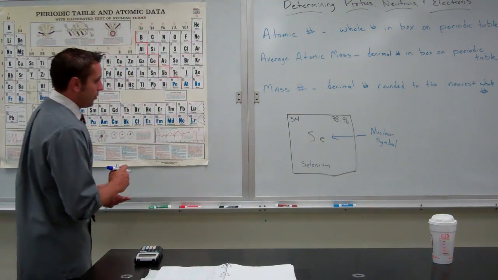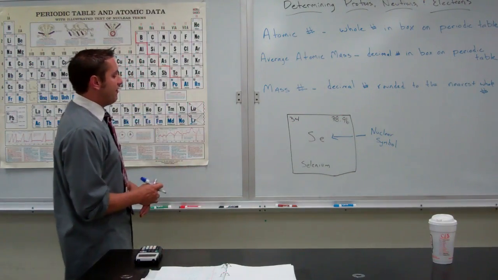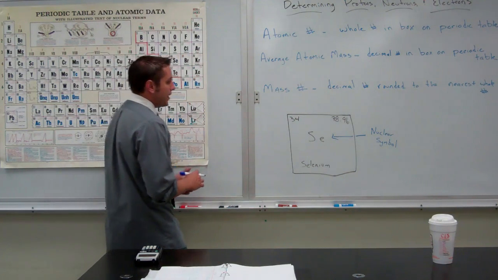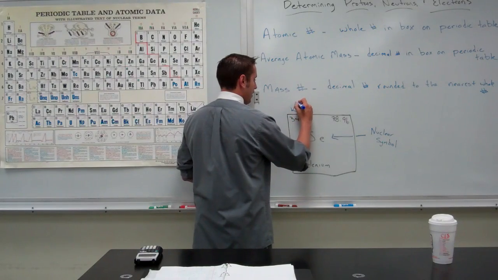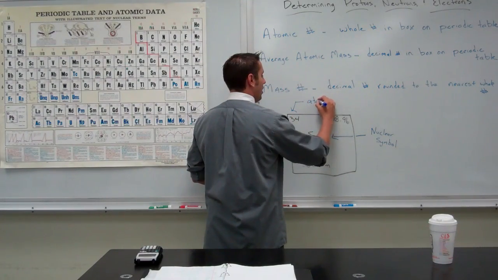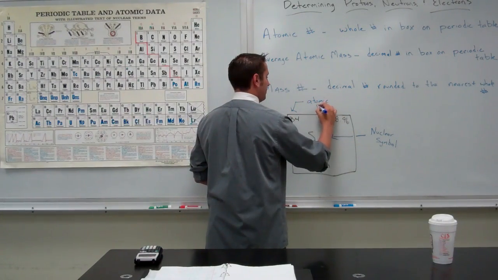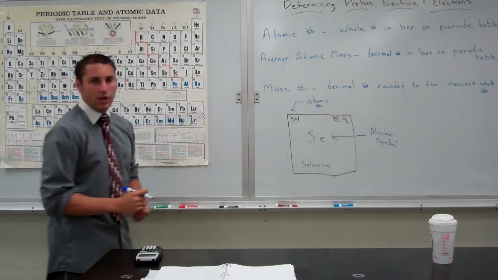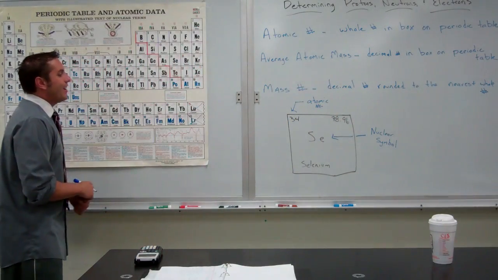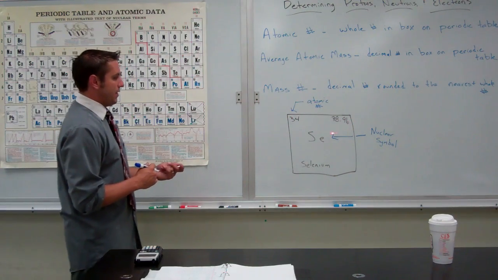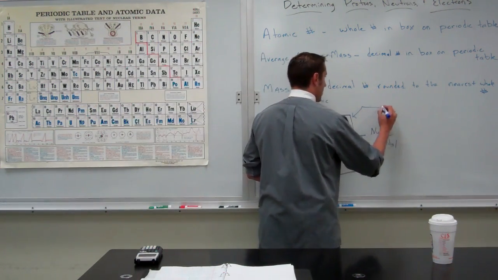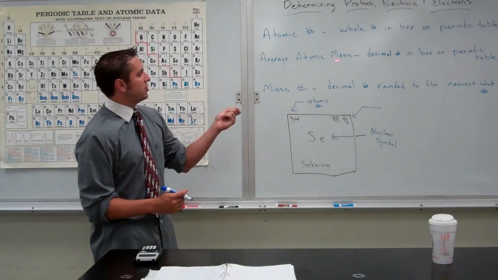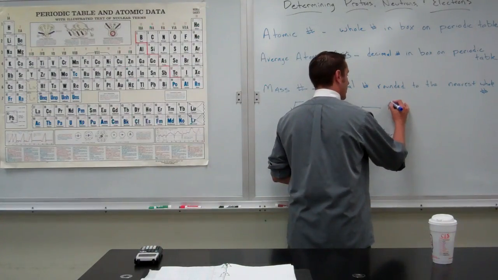Now we have the two numbers. We have our whole number and we have a decimal number. Like we said up here, the whole number, this one here, is our atomic number. It's the whole number on the table. The decimal number that's in the box, this one here, is our average atomic mass, so we will label it as such.